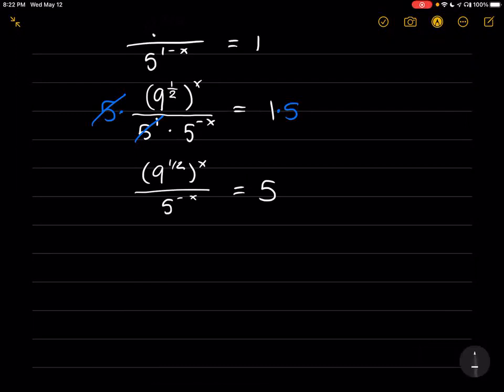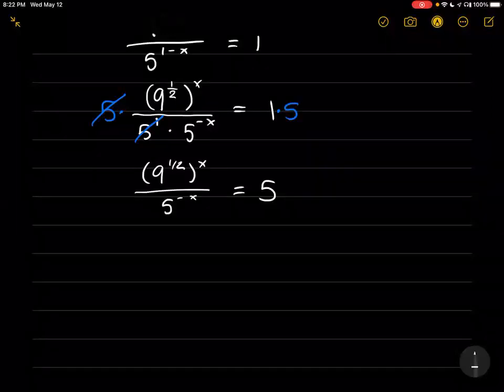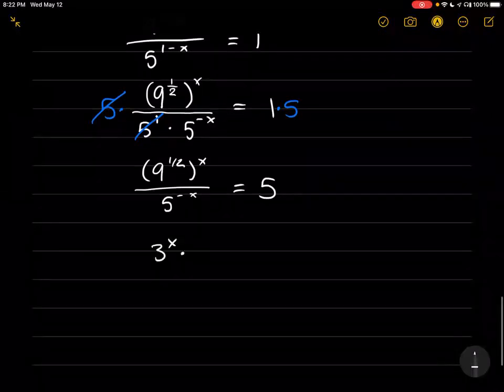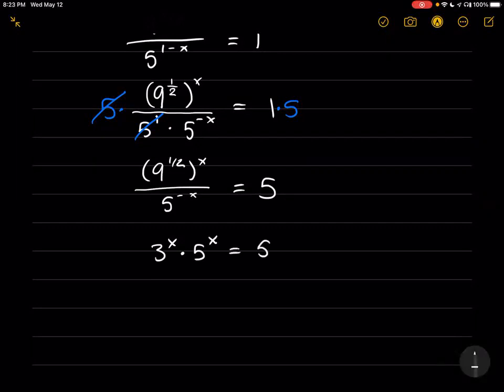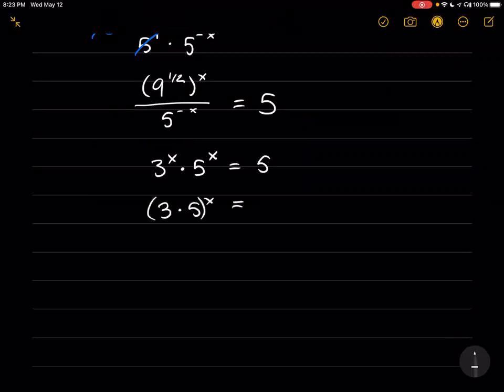And then I'm going to go ahead and flip the 5 to the negative x power over to the numerator, and I'm going to rewrite that 9 to the 1/2 as 3, because the square root of 9 is 3. So we get 3 to the x times 5 to the x, and that's equal to 5. And now we can go ahead and pull the exponent off because it's multiplication. So we get 3 times 5 to the x. That equals 5. So now we have 15 to the x equals 5. Okay, so we've isolated the exponential expression. Took a little bit of work, but we got there.